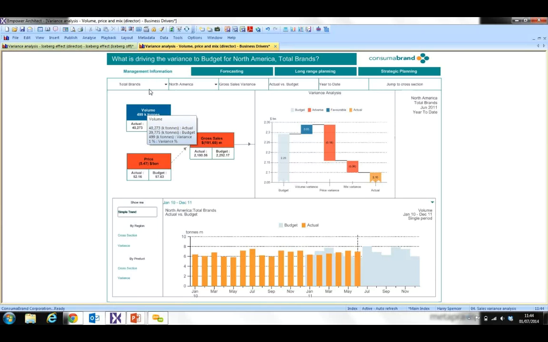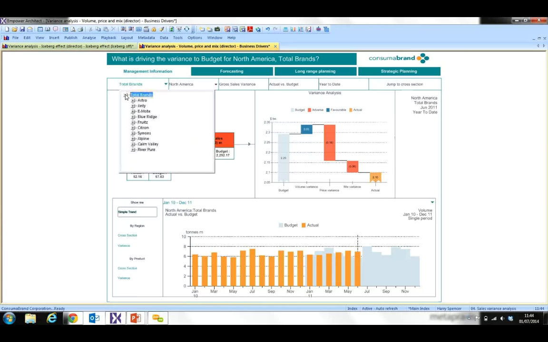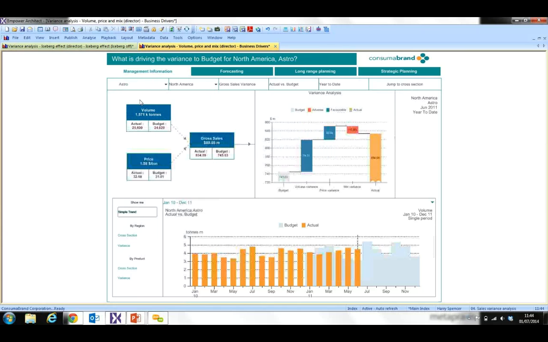I can also break this down by product, by brand. So I could look at Astro, which is one of my premier brands, and I can see this product's actually performing well. I've got a favorable volume variance and a favorable price variance, slightly unfavorable mix variance, but overall I'm doing better than I'd originally budgeted.